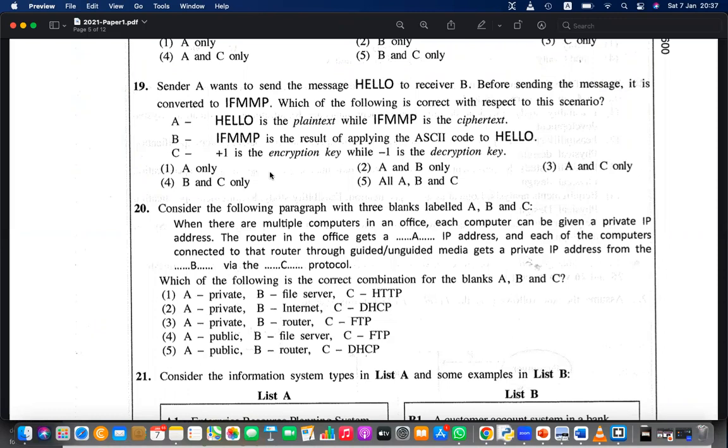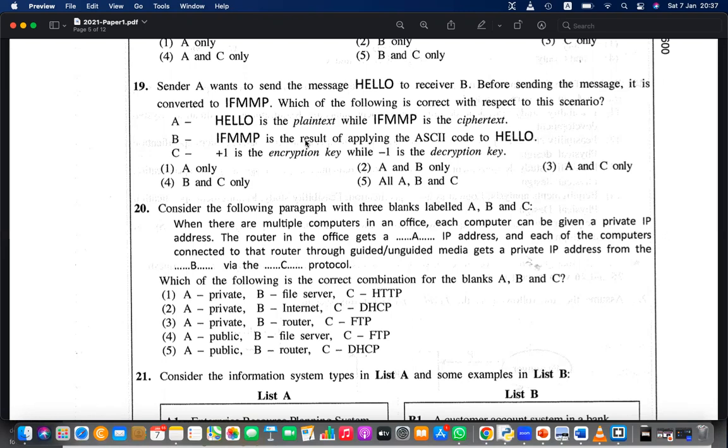Okay, then +1 is the encryption key, while -1 is the decryption key. Is it H, A, B, C, D, E, F, G, H, I? Yes, +1 is the encryption and -1 is the decryption. It's not a key, actually. It is basically substitution, but anyway, it has a closed machine. Therefore, let's select that as the answer. So H, AC can be taken as the answer for 19.